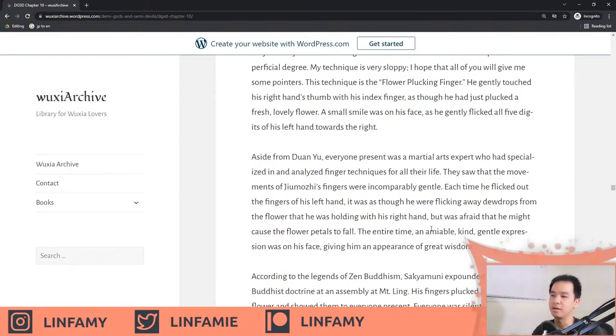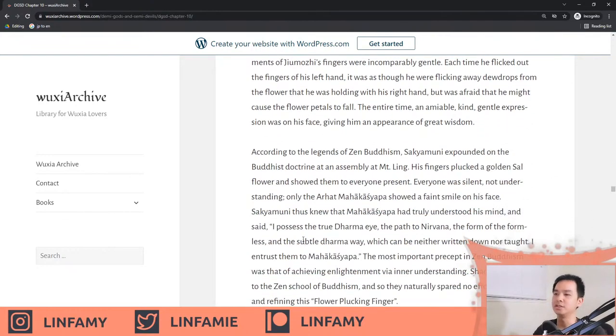But was afraid that he might cause the flower petals to fall. The entire time, an amiable, kind, gentle expression was on his face, giving him an appearance of great wisdom. According to the legends of Zen Buddhism, Shakyamuni expounded on the Buddhist doctrine at an assembly at Mount Ling. His fingers plucked at a golden sal flower and showed them to everyone present. Everyone was silent, not understanding.